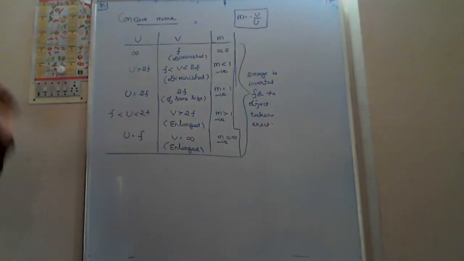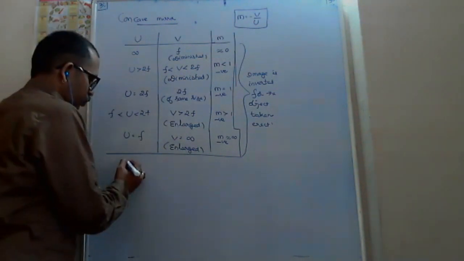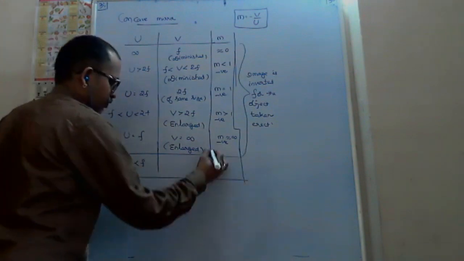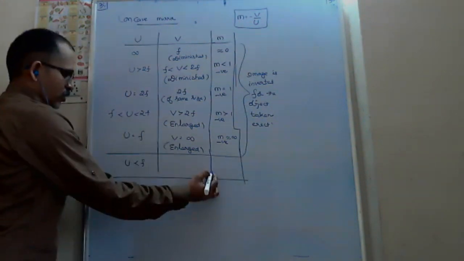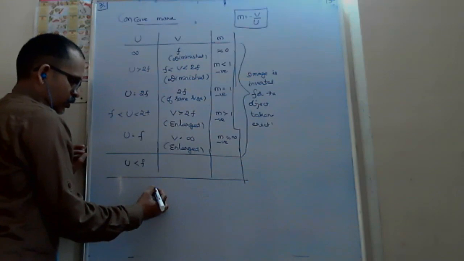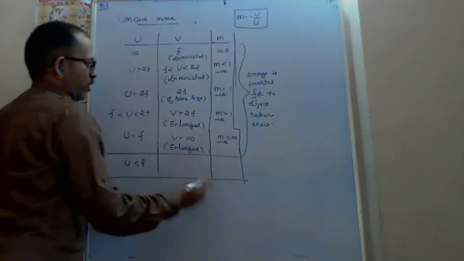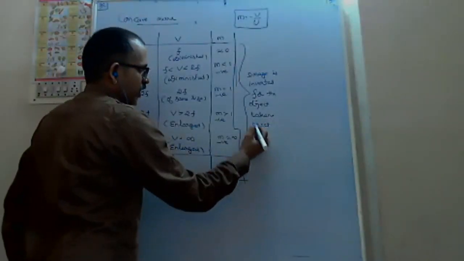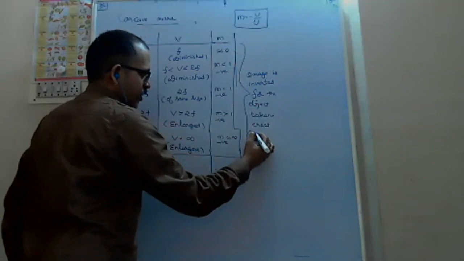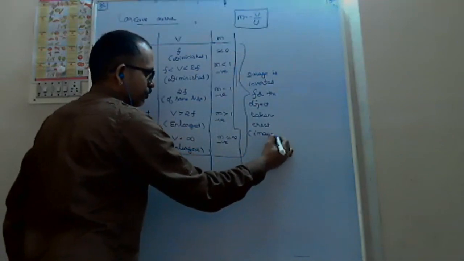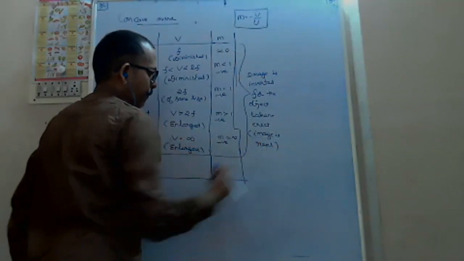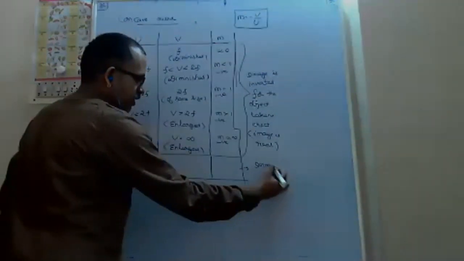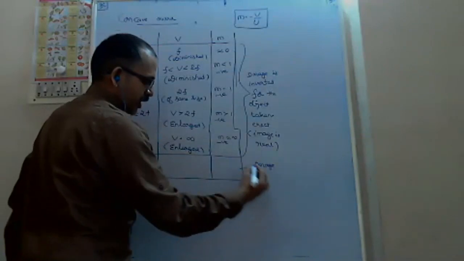And that day we got some doubt: if u is less than f, then what happens? It will form beyond the mirror, sir. Very good. So in all these cases, the object taken is erect, the image is inverted, and the image is real. Whereas in this case, the image is virtual. Why? Because the image is formed on the other side.